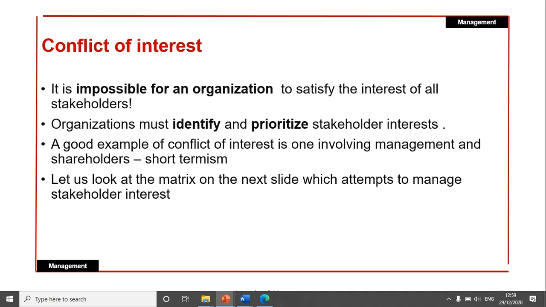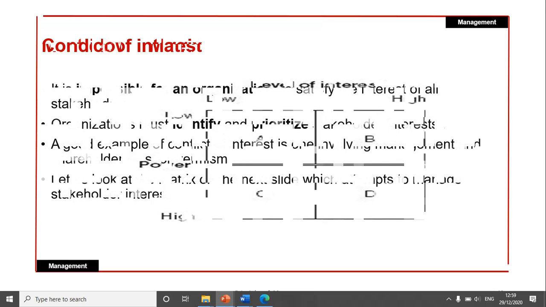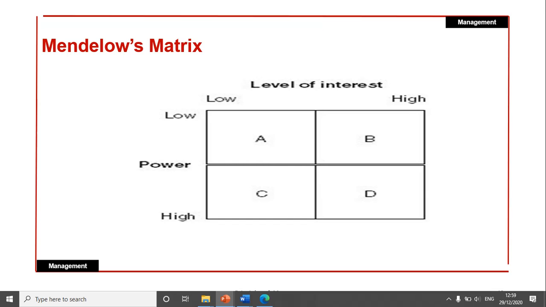Let us look at the matrix on the next slide to attempt to address stakeholder prioritization. Mendelow's matrix discusses stakeholder prioritization along the lines of level of interest as well as power. We can see from what we have before us that stakeholder A has got low level of power as well as interest, but stakeholder D has got high power and high interest, whereas stakeholder B and C have got one of the two. Stakeholder B has got high interest but less power.